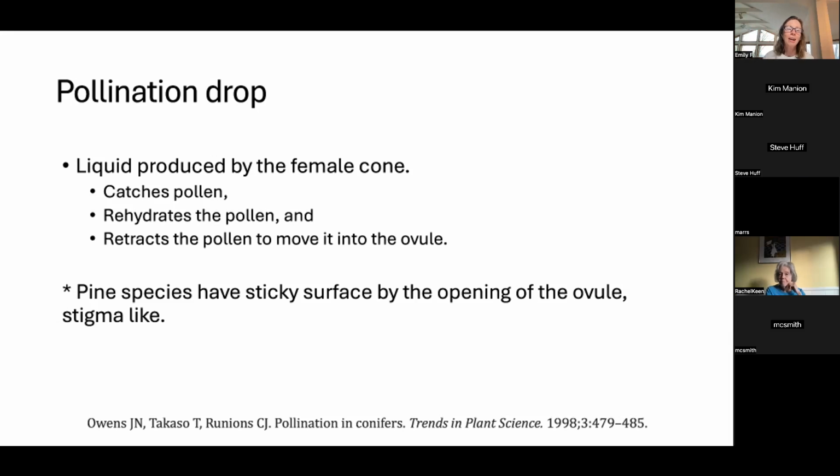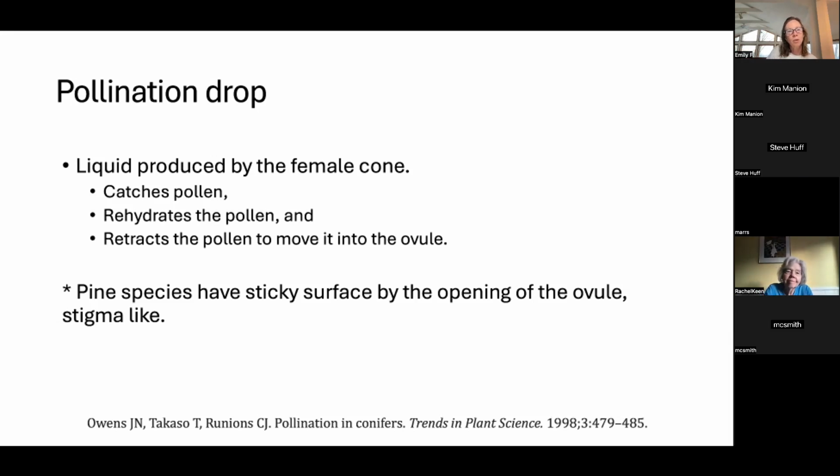Like, I'm not even smart enough to tie my shoes all the time. But these female cones know that they have to have a receptor out there in order to catch the pollen and then bring it in so that we have pollination happening.